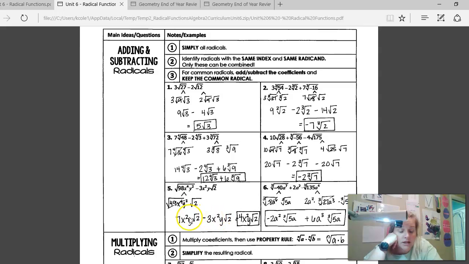We're going to do their coefficients. 7 minus 3 gives you 4. X squared y stays the same. So you're using your Algebra 1 rules when it becomes variables. Okay, so that one's good. That's your answer.